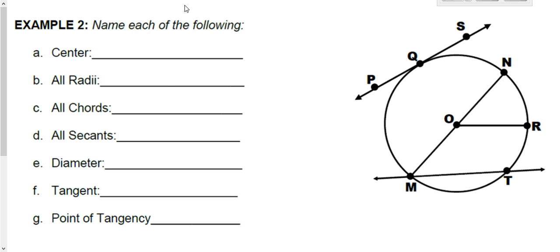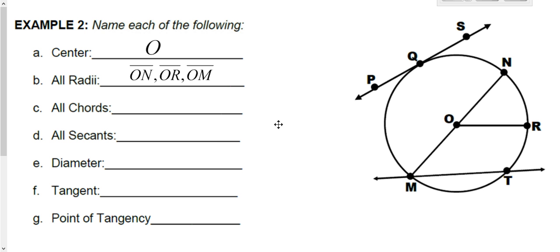The examples of naming some things. Alright, so the center of the circle, okay, is that point O? All radii. So I start at the center. I know a radii goes from the center to on the circle, so there's one. O-N, O-R, O-M. There's 3 of them.